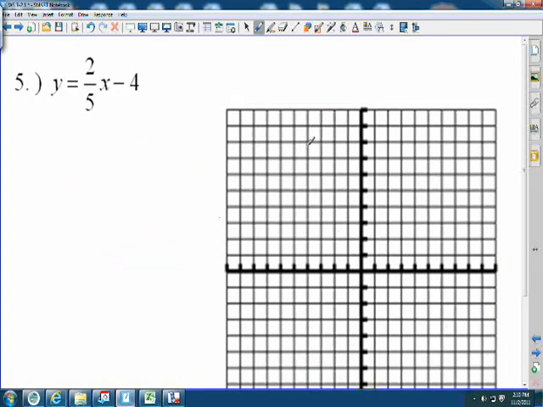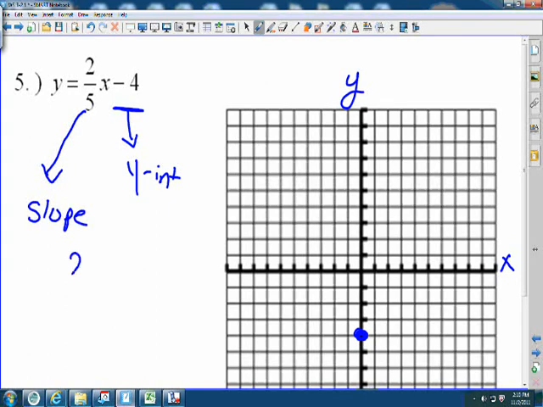Next, right here, what's the first step? Your first step is to graph the y-intercept. Remember, we've got x, then y. I'm going to go down to negative 4 and put a dot. My slope is the number in front of x. It is already a fraction. It is 2 over 5. It is positive, so it's telling me to move up 2. The bottom one is always to the right.